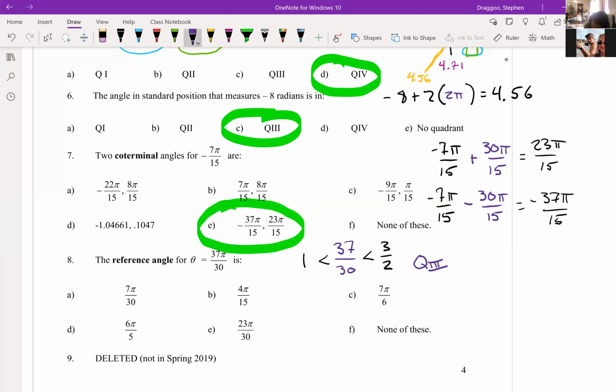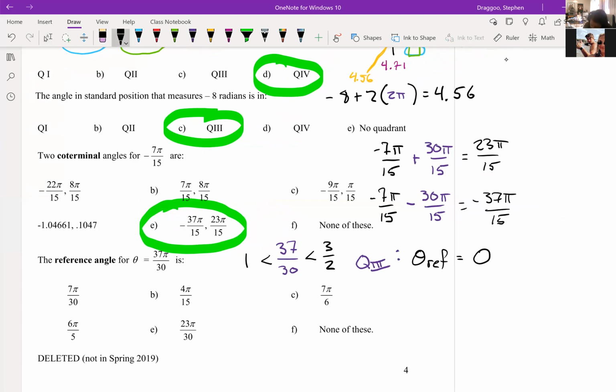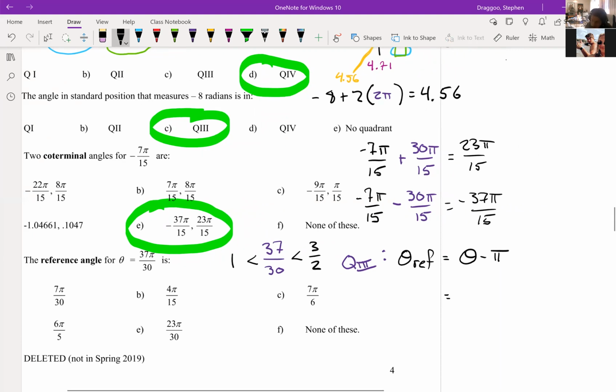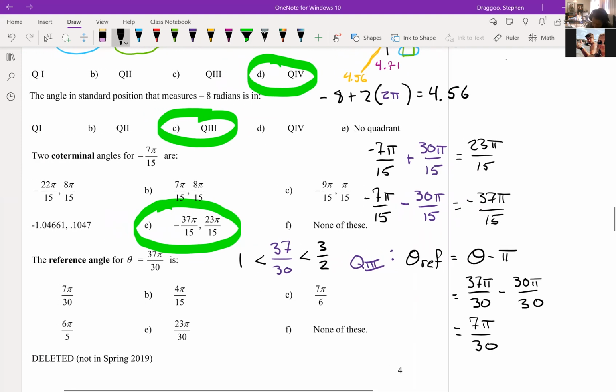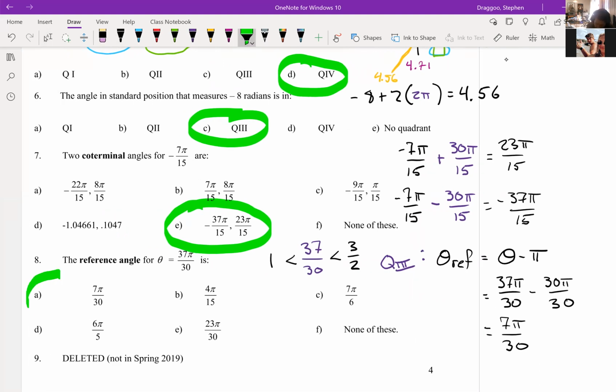And in quadrant 3, we know that the reference angle is equal to our angle minus pi. Make sure this slides all the way over so we're not running into that sidebar. Our angle was 37 pi over 30. Pi is 30 pi over 30, meaning our reference angle is 7 pi over 30. Which must be option A, 7 pi over 30.